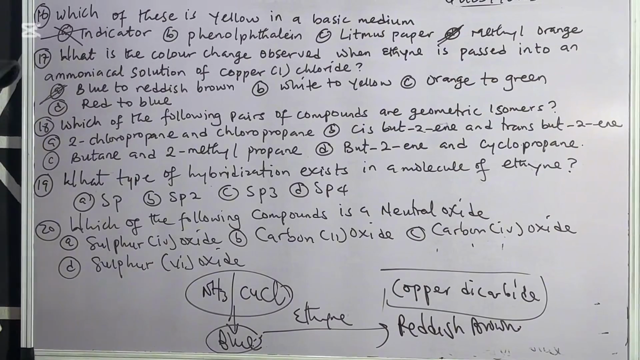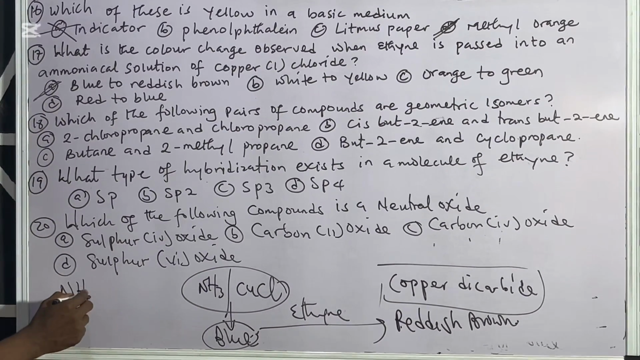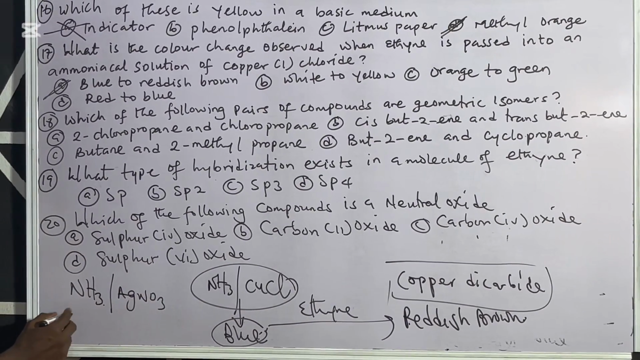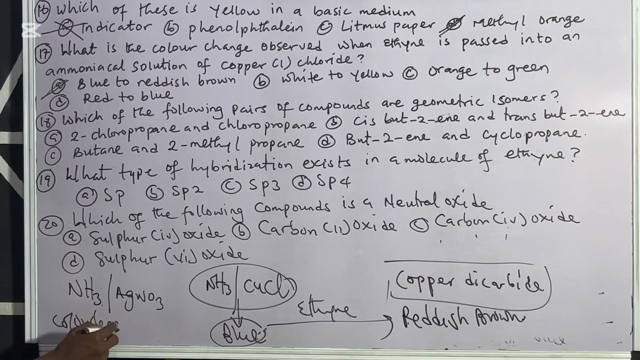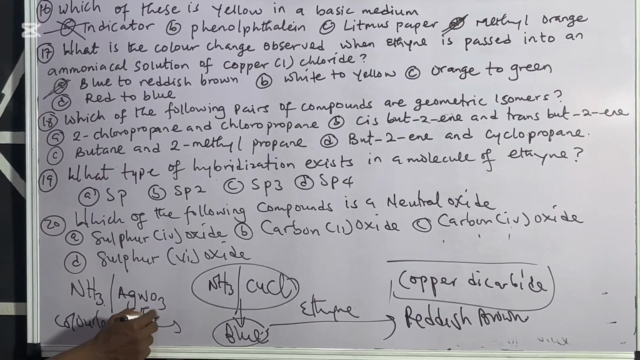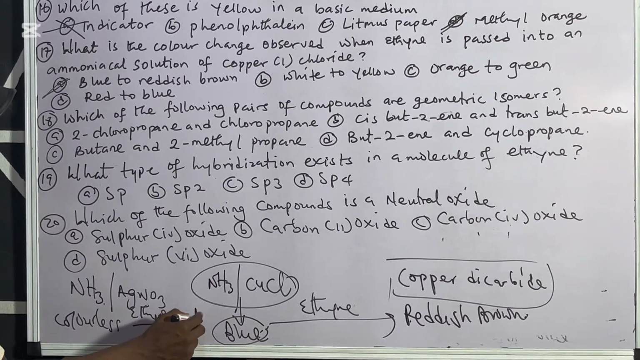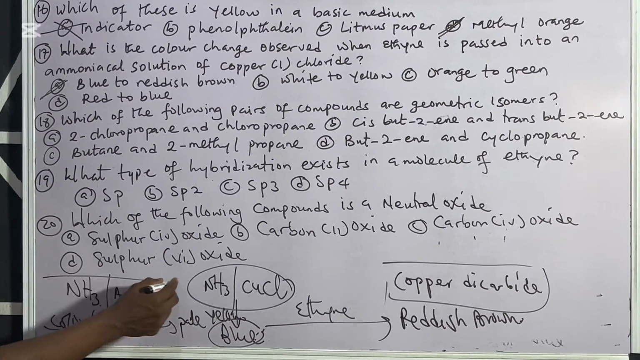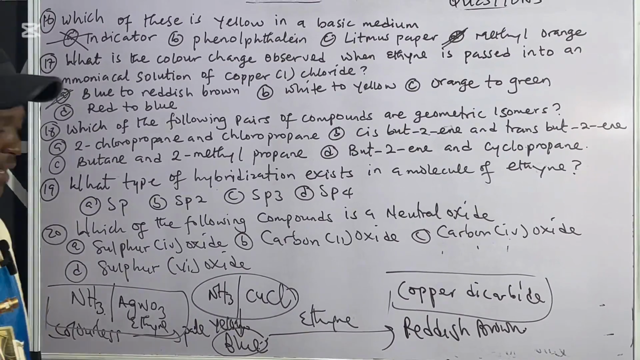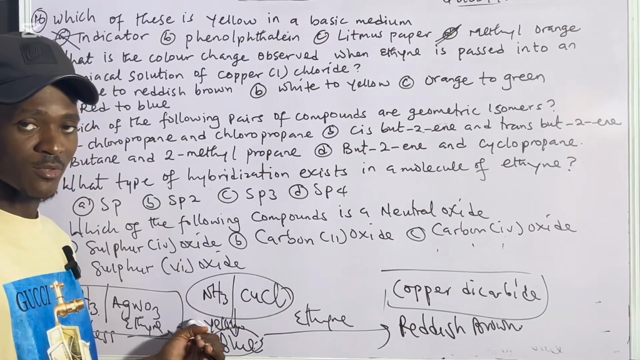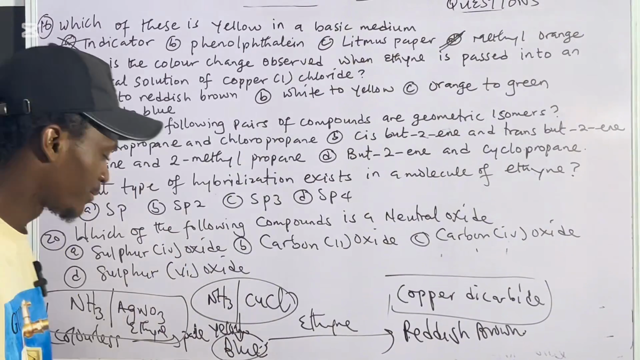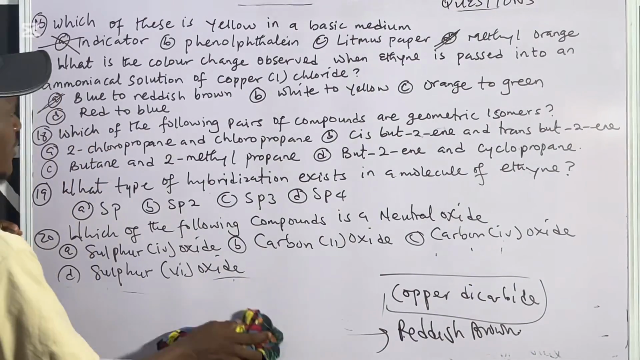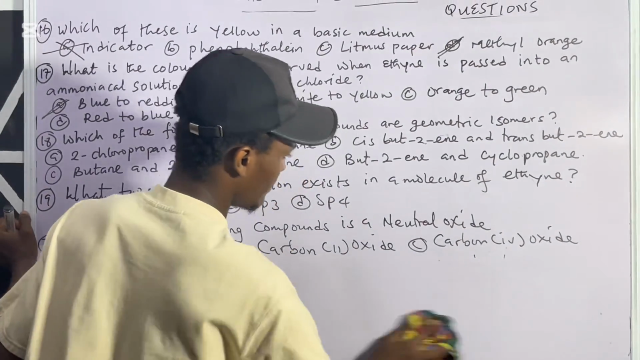Then let's say another, a solution of ammoniacal silver 1 nitrate. This one here is colorless. So when you pass ethyne gas through it, ethyne gas will convert it to pale yellow or whitish yellow, whichever one. So from colorless to whitish yellow, that's a solution of ammoniacal silver 1 nitrate, in case they bring questions on that. So take note of that also. Then the next question, question 18.